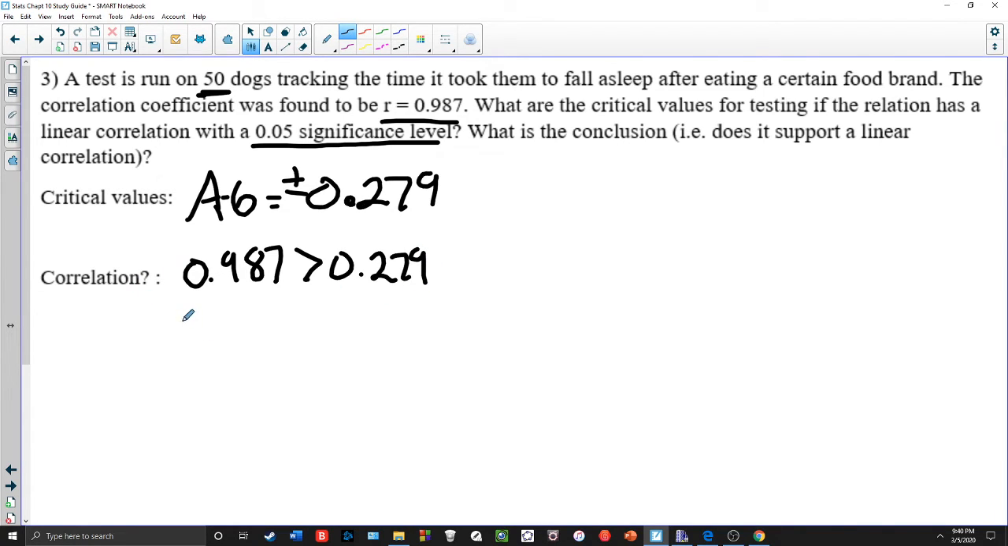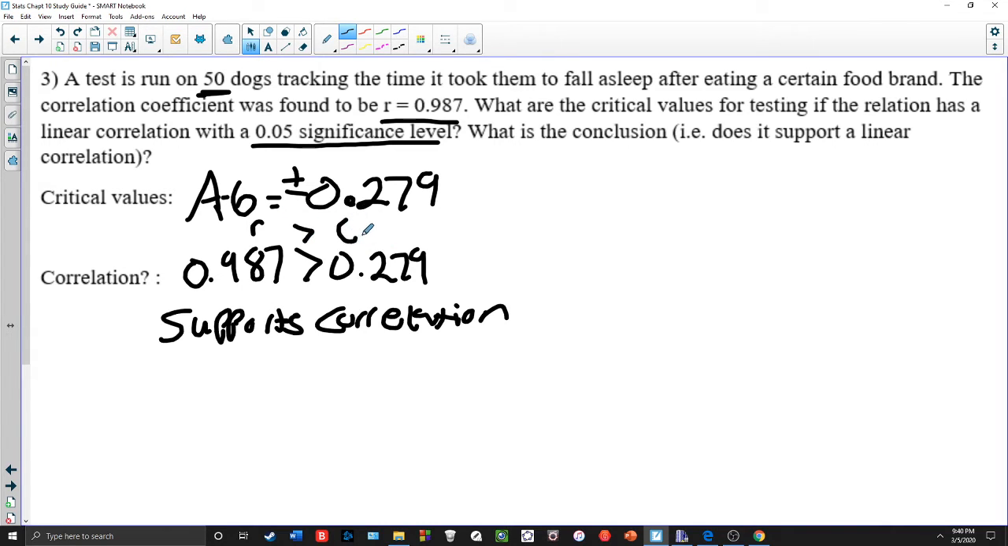So that means that it supports, not says there is, but just supports correlation. Why? Well, because our R value was bigger than our critical value. So R value beats critical value. So therefore, we say that it supports the fact that there's a correlation.